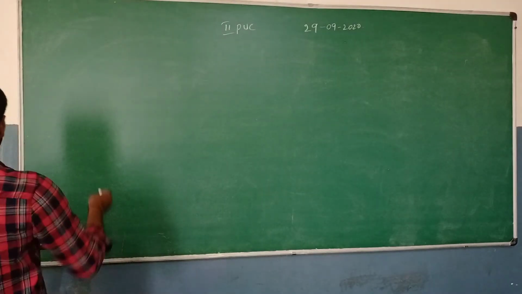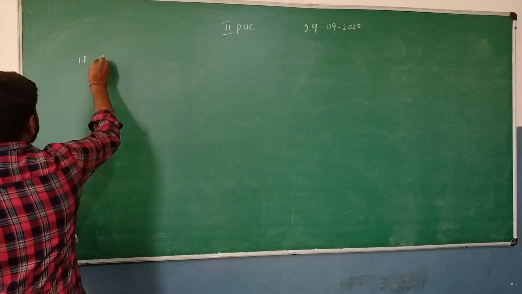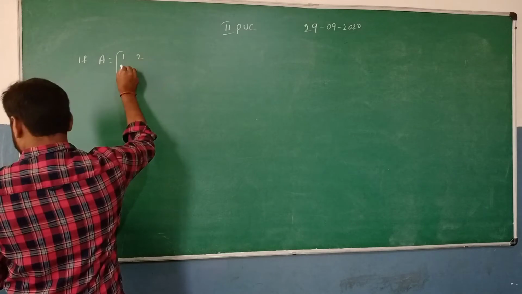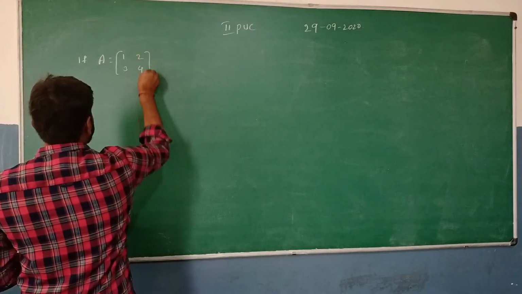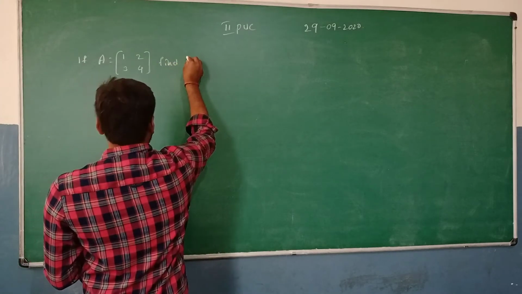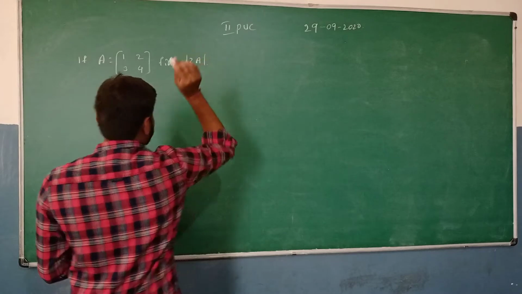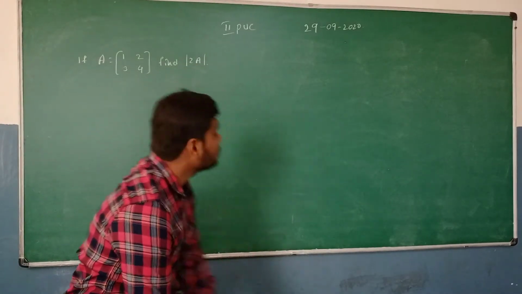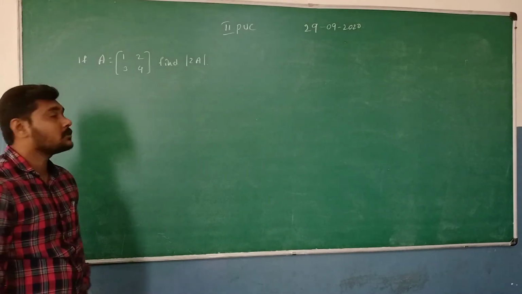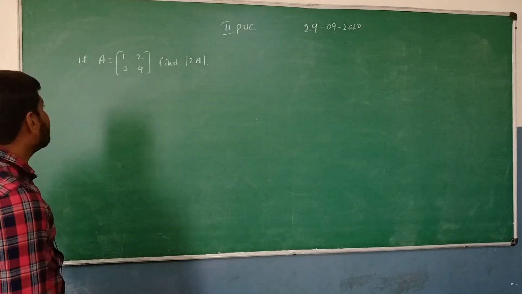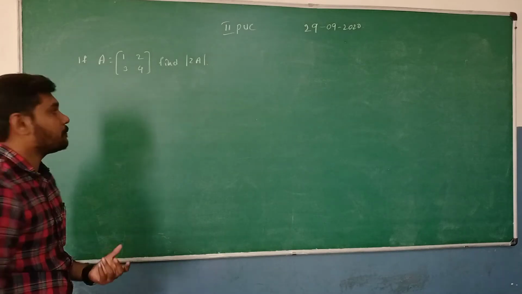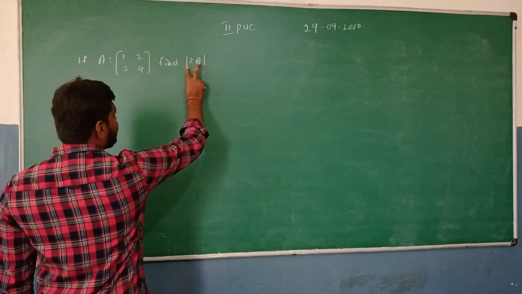If A is equal to, they have given a matrix of order 2, that's 1 2 3 4, then find the determinant of 2A. This is the given problem. This question was asked for 1 mark in 2014 as well as 2016. So observe: if A is equal to 1, 2, 3, 4, then find the determinant of 2A.